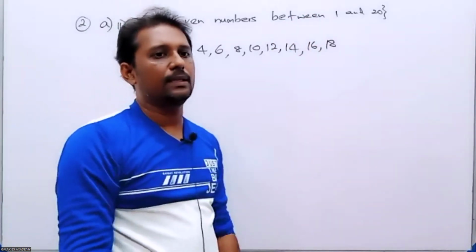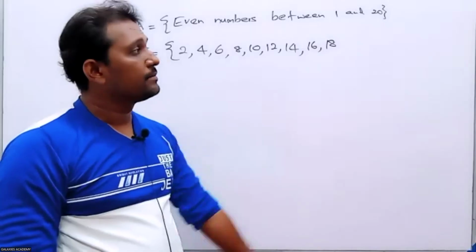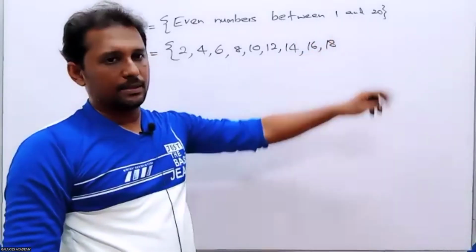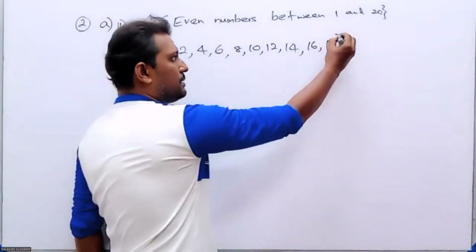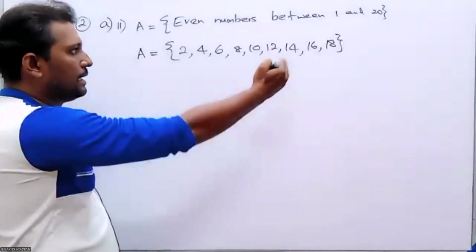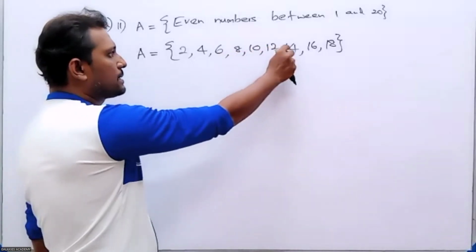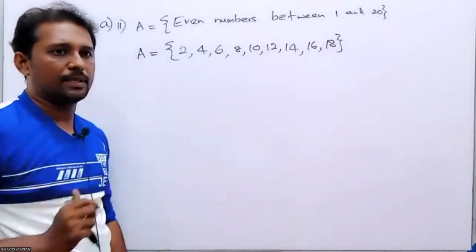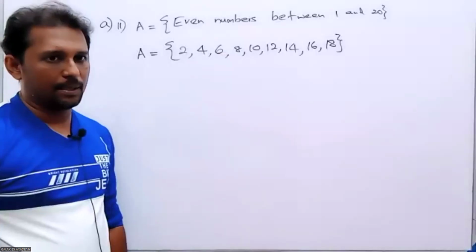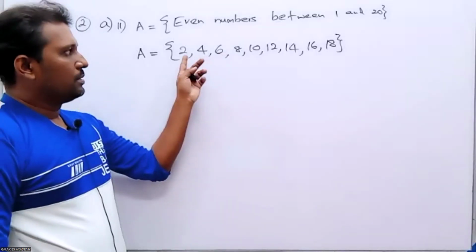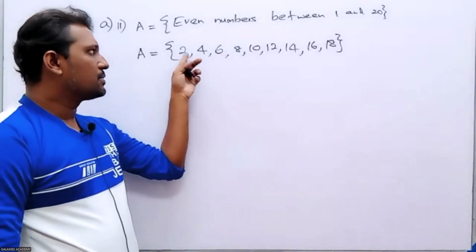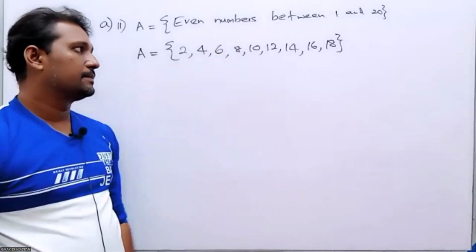Can you write 20? Can't. Why? Because it's between 1 and 20. So these are the elements of this set, right? 1, 2, 3, 4, 5, 6, 7, 8, 9. There are 9 elements you have to write inside the curly brackets. Also, between two elements, you have to put commas.